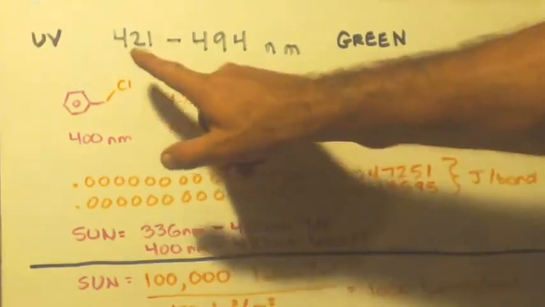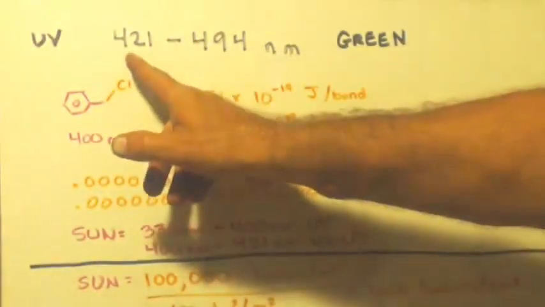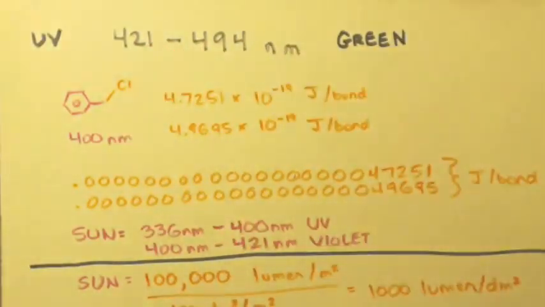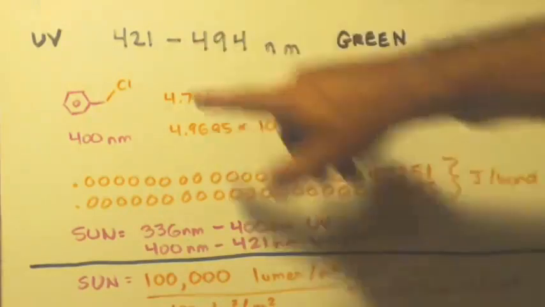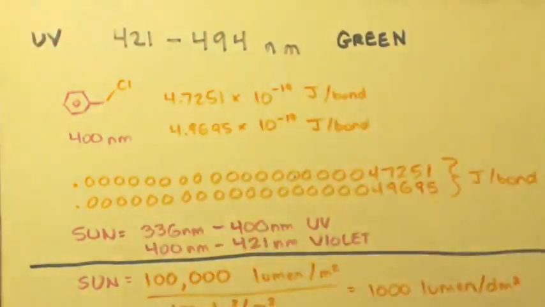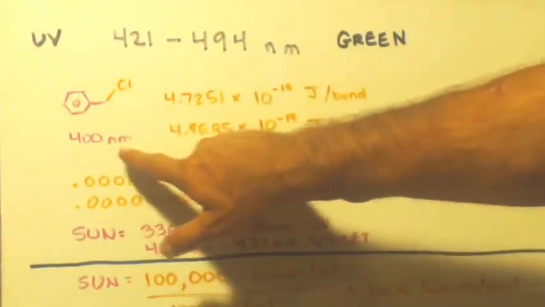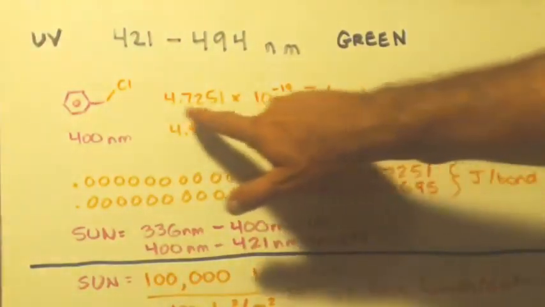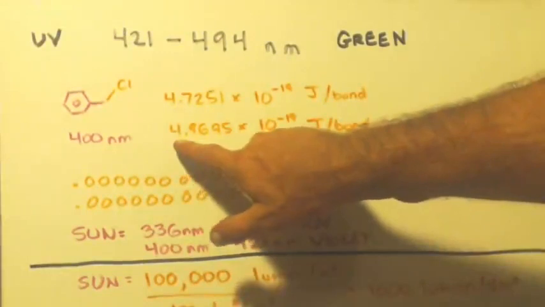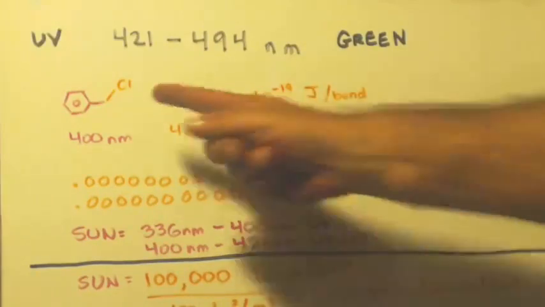But why did we want 421? Why didn't we want any UV rays? It was because at 421 nanometers, or anything lower than that, any shorter wavelengths, you're going to have enough energy to break these benzyl carbon chlorine bonds that you're making, right? And we figured it out for 400 nanometers. It was this many joules per bond that a photon will give you, and it was this many joules per bond to break this bond, which you can see that 400 nanometers is a bigger number, so it's more energy than is even needed to break this bond.